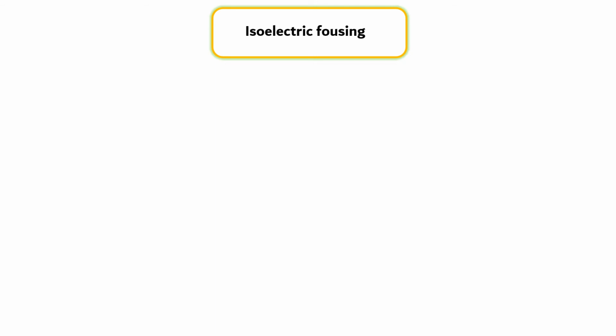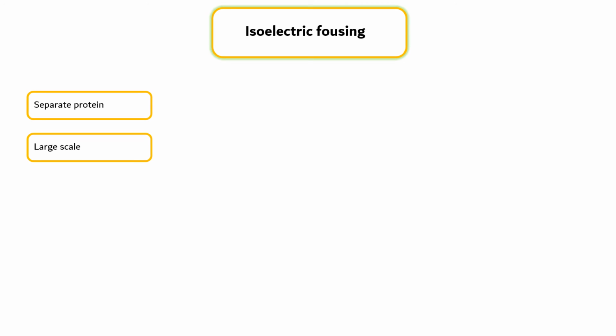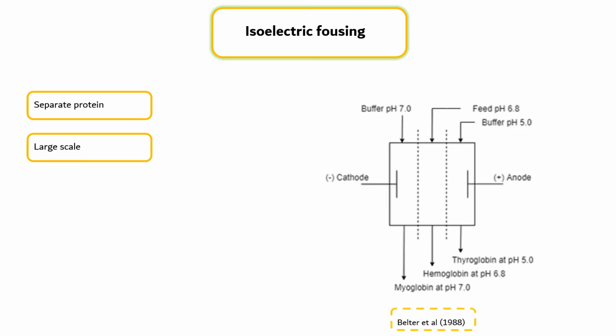Isoelectric focusing is used to separate proteins with different isoelectric points. Isoelectric focusing can be directly applied to large-scale protein purification. The separation mechanism can be illustrated by considering three proteins, thyroglobulin, hemoglobin, and myoglobin, as shown in the right figure. The proteins have different isoelectric points. Let's consider hemoglobin as an example.